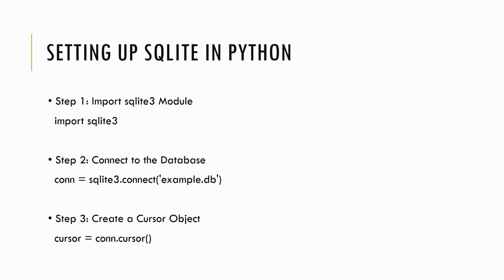To set up SQLite in Python, first we need to import the sqlite3 module. Then we connect to a database using sqlite3.connect. If the database file does not exist, it will be created automatically. Once connected, we create a cursor object using con.cursor, which allows us to execute SQL commands.